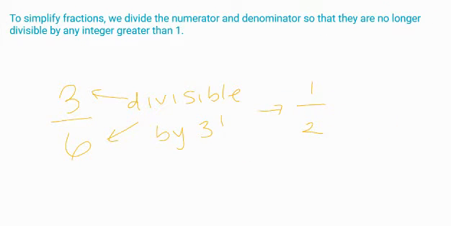If we want to simplify fractions, the first thing we have to do is divide the numerator and the denominator so that they are no longer divisible by any integer greater than 1. So if we want to try to simplify this fraction 3/6, the first thing that we notice is that both the numerator and the denominator are divisible by 3. So if we want to simplify, we can just divide the numerator and the denominator by 3. So 3 divided by 3 is 1, and 6 divided by 3 is 2. So we know that 3/6 is equivalent to 1/2.